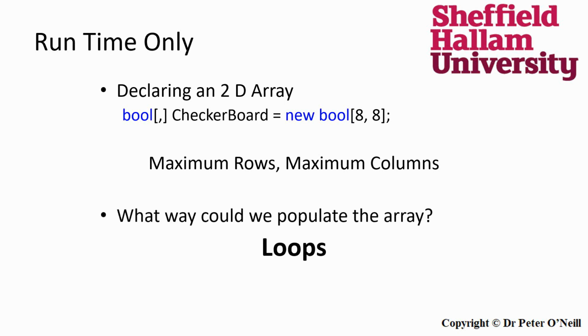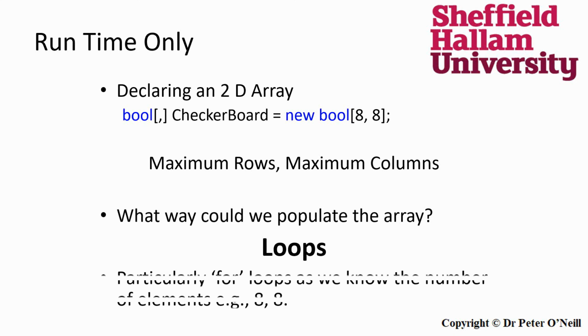What type of loop are we going to be able to use? Well, I've just said we know how many turns they're going to take. So we know it's a for loop because we know how many times we're going to go around. It's a deterministic loop, not a non-deterministic loop.